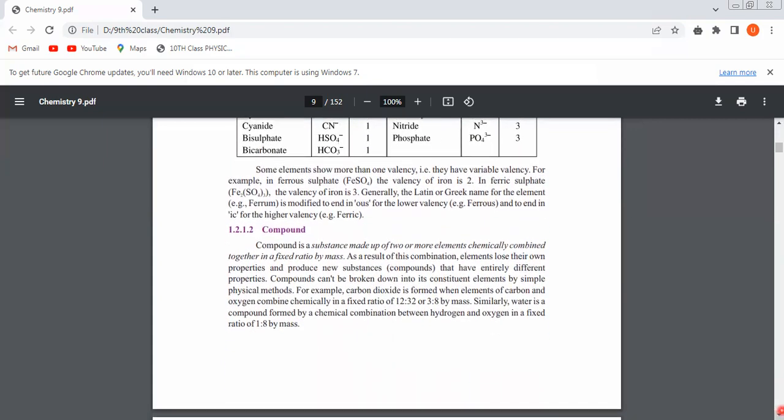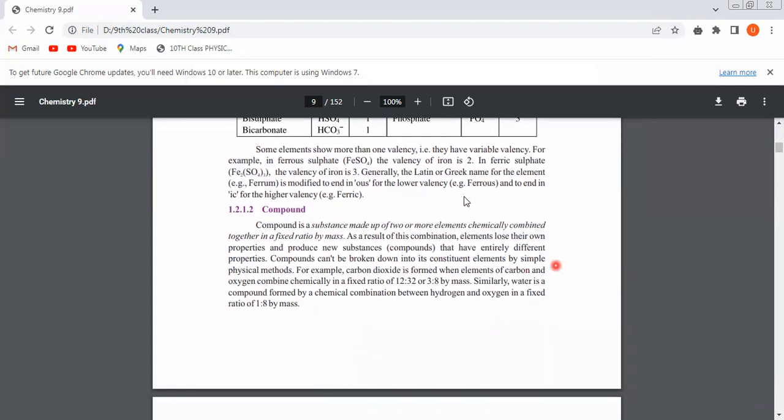A compound is a substance made up of two or more elements chemically combined together in a fixed ratio by mass. As a result of this combination, elements lose their own properties and produce a new substance with entirely different properties. Compounds cannot be broken down into their constituent elements by simple physical methods. For example, carbon dioxide is formed when carbon and oxygen combine chemically in a fixed ratio by mass. Similarly, water is a compound formed by a chemical combination of hydrogen and oxygen in a fixed ratio by mass.